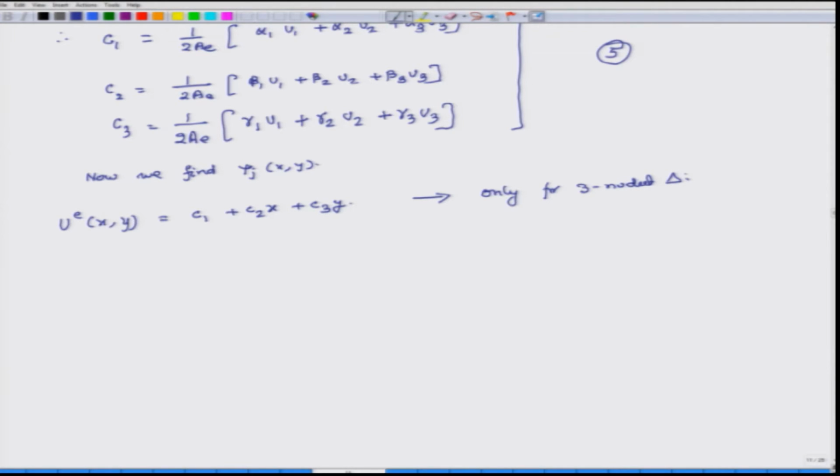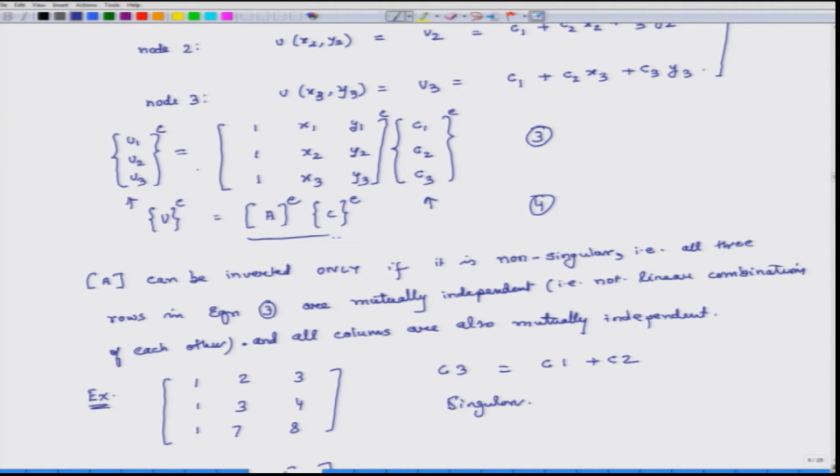If it is a rectangle, this expression will change. All this mathematics is going to change. If it was a rectangle, we will use the same approach, but this matrix will be a 4 by 4 matrix. If it is a 6-noded triangle, which is a quadratic triangle, it will be a 6 by 6 matrix, and so on and so forth. So, the procedure is going to be the same, but all these details will change.